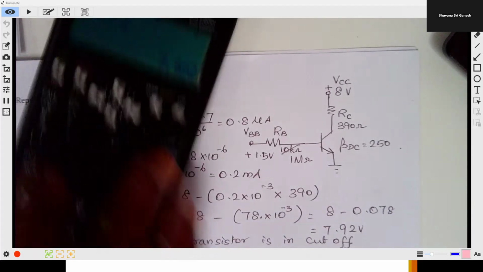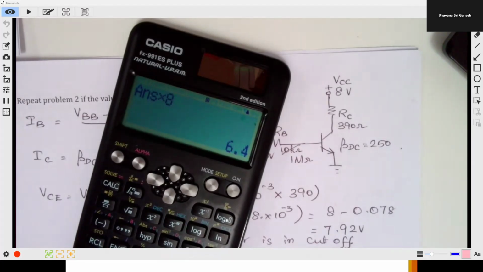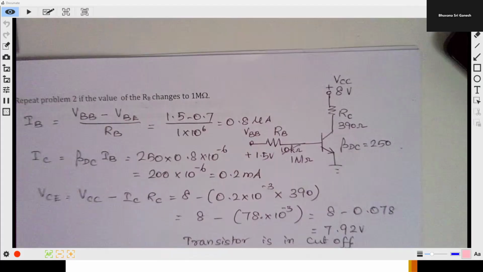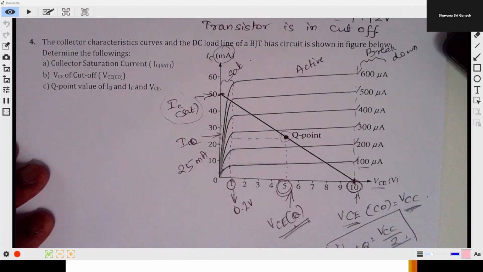Cutoff, till when can we say? 80% off. 80 over 100 equals how much? 0.8 times 8 equals what? 6.4. Up to 6.4 volts we can say it's in cutoff. Okay, 6.4 is a small voltage, but 7.92 for sure is in cutoff. All right, so this is solved. And the next problem, I have tried to explain certain things here and I recorded it also, but then I thought I'll record it along with this.